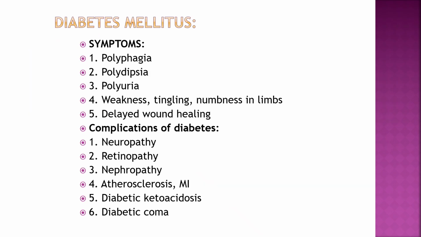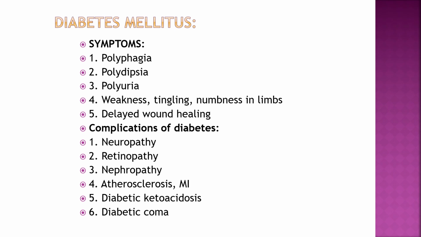In diabetes mellitus, the patient gives symptoms of polyphagia, that is increased craving for food, then polydipsia, that is increased thirst for water, and polyuria, so increased frequency of urination. The patient also gets symptoms of weakness, tingling and numbness in the limbs.